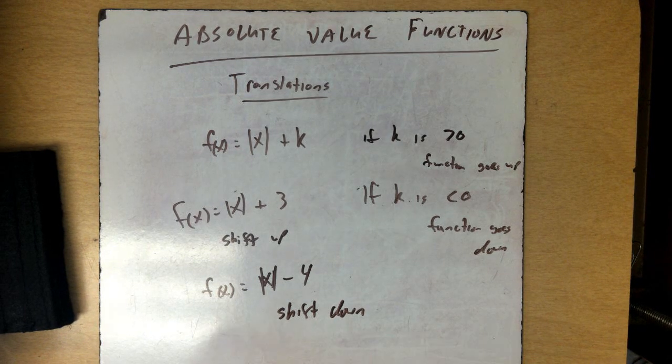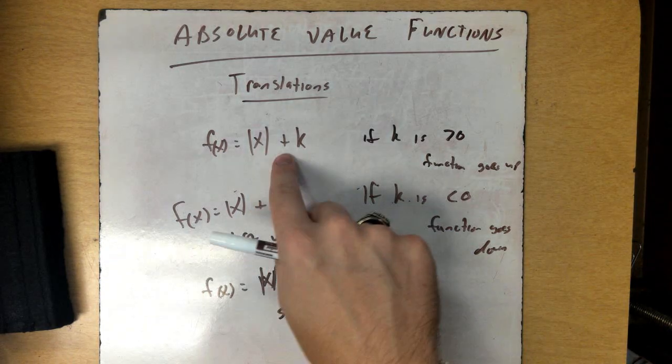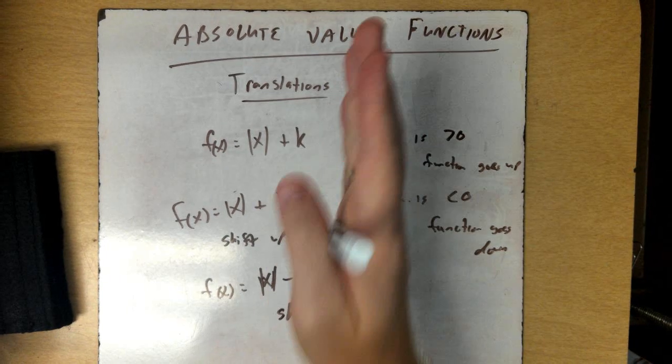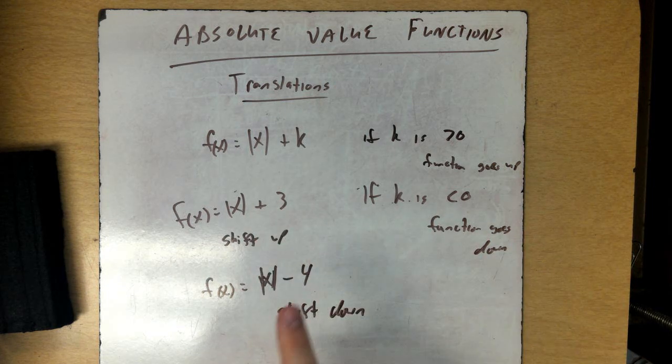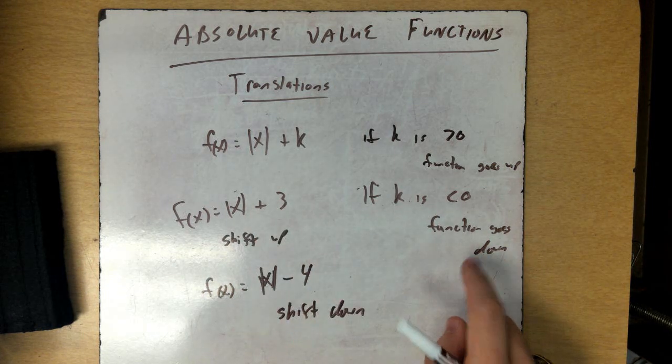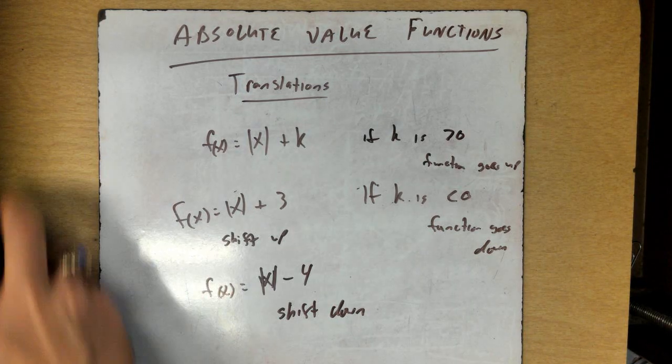So it's the same rules as what we did last time. If it's outside of your absolute value, it's the k. That's the up and down one. If it's a positive number, more than 0, it goes up. If it's negative, less than 0, it goes down.